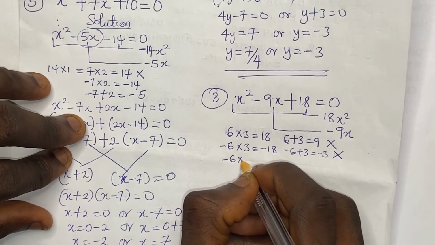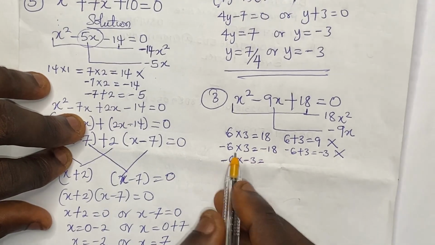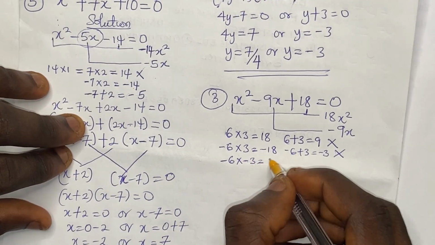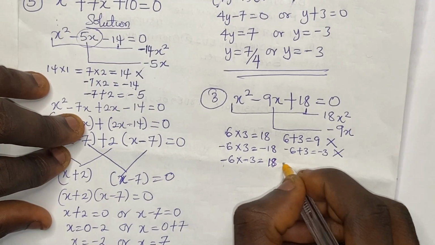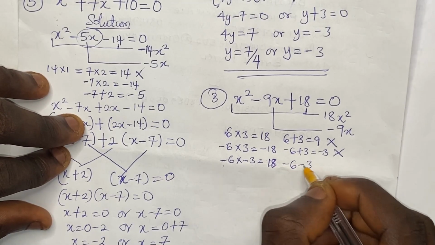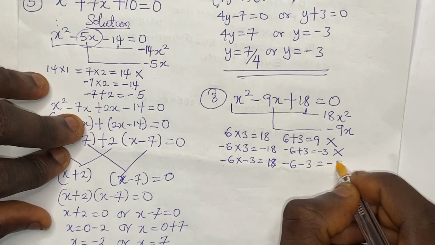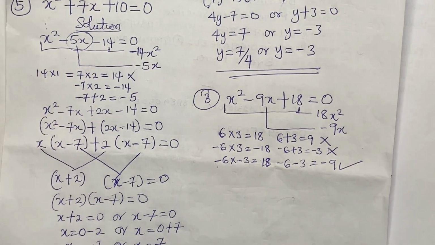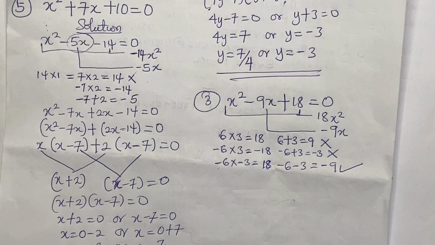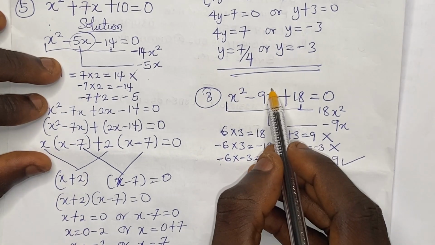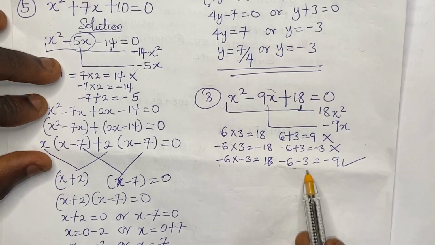Now let's use the sign otherwise. Minus 6 times minus 3. Minus times minus is plus, 6 times 3, 18. Are you seeing that now? Then minus 6 minus 3, that will give us minus 9. So this is the value I will use. Are you seeing the way I'm getting my value? So my value here now is minus 6 and minus 3. Do you understand that now? So this minus 9 will now turn to minus 6 and minus 3.